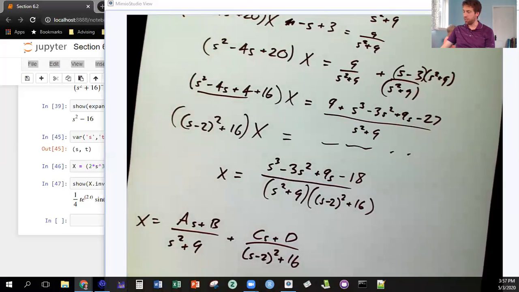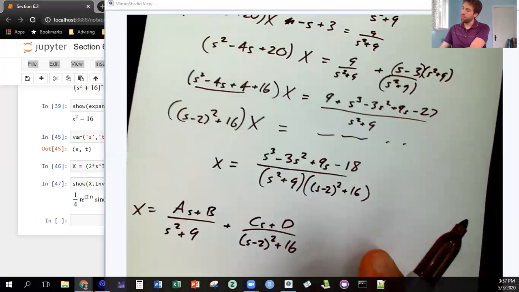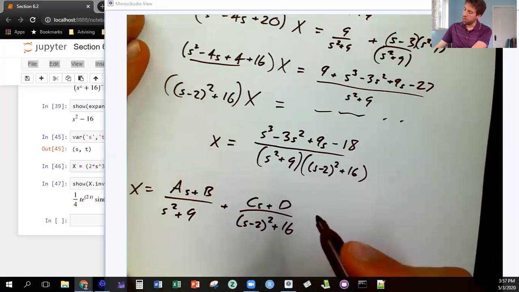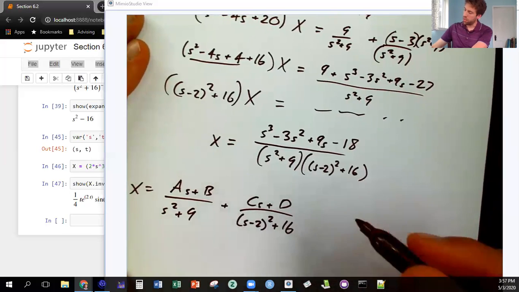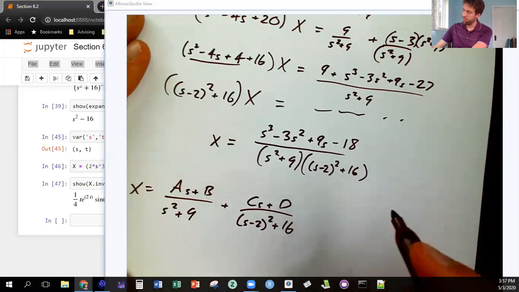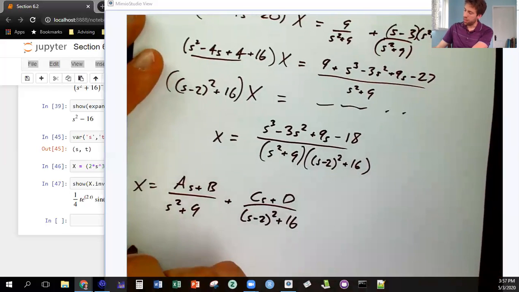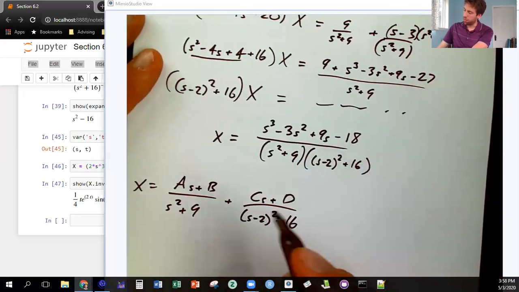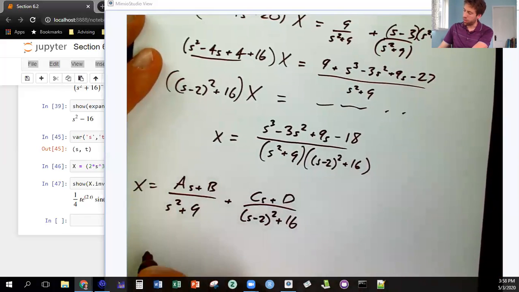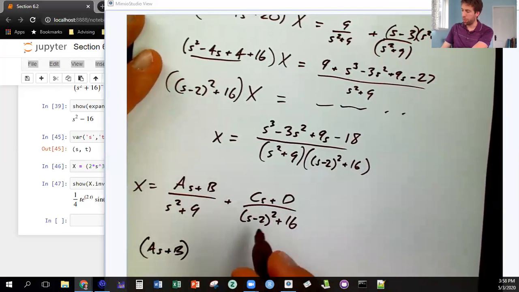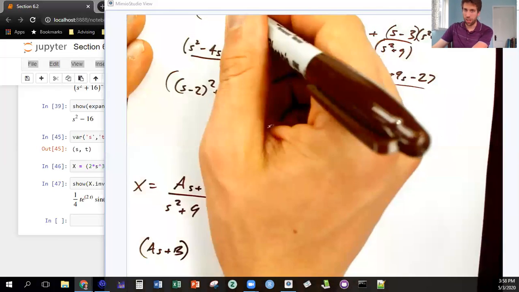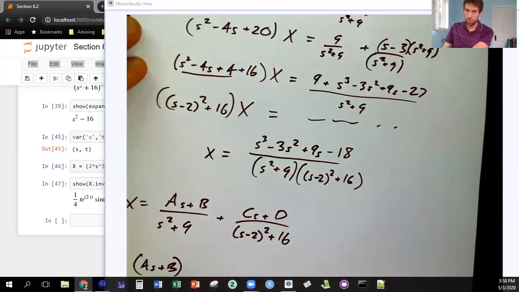Now we gotta do our little partial fractions here. Gotta do our algebra. So this gives us that X, so then multiply the common denominator, so then As plus B times this, which I'm going to use the nicer form, which is that, s squared minus 4s plus 20.